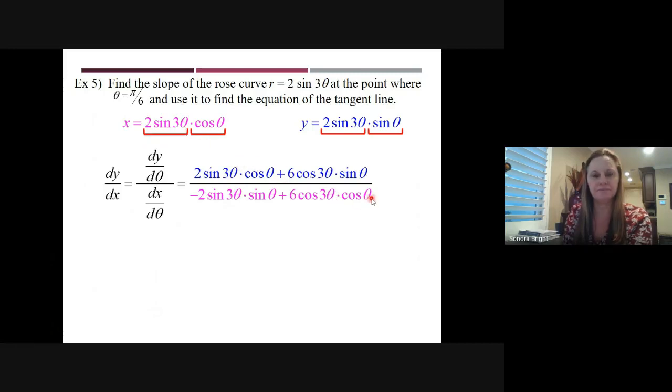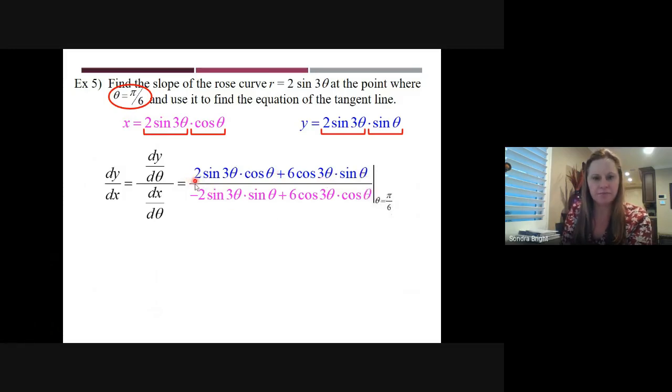All right, now we want to know what is the slope of this curve at the point when theta is pi over 6. So evaluate this at pi over 6. In all of these thetas, I'm going to plug in pi over 6 and evaluate it.